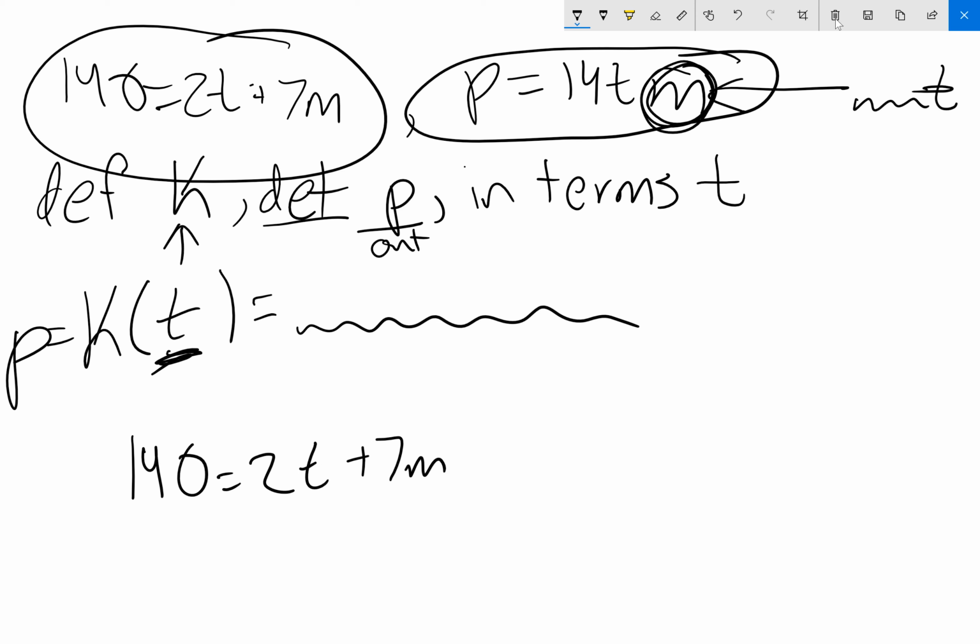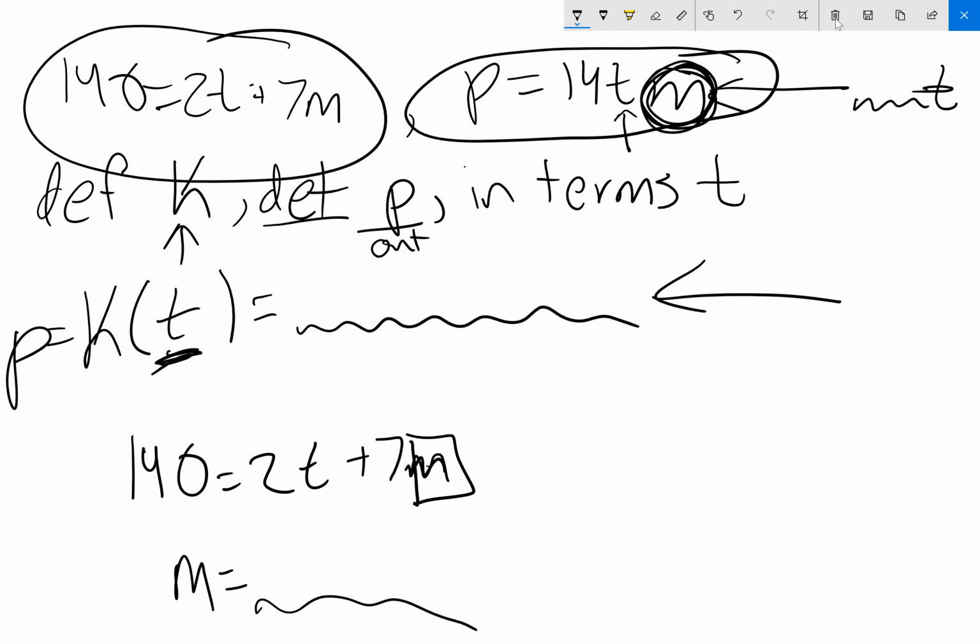I want to know what m is in terms of t because I want this function to only have t in it. So I'm going to try to get m by itself because my plan is to replace this m with whatever expression it's equal to. I'm going to fill it in here. I'm going to replace it. Okay, so the first thing we need to do is subtract this 2t.